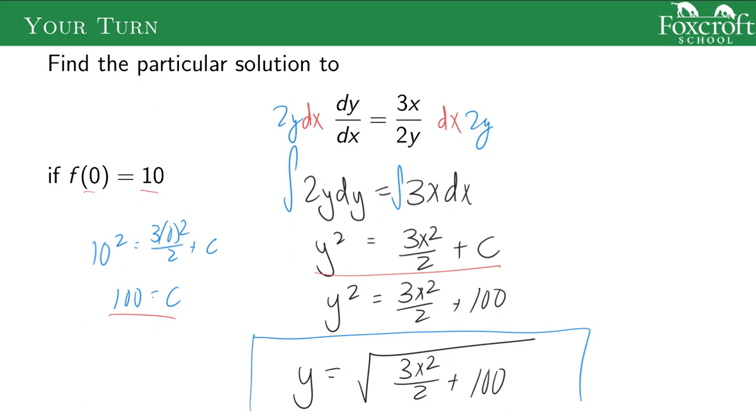And then to figure out y now, we just take the square root of both sides. And here, again, we should technically get a plus or minus, but because we know our answer when we plug in 0 should be 10, we want to get the positive square root.